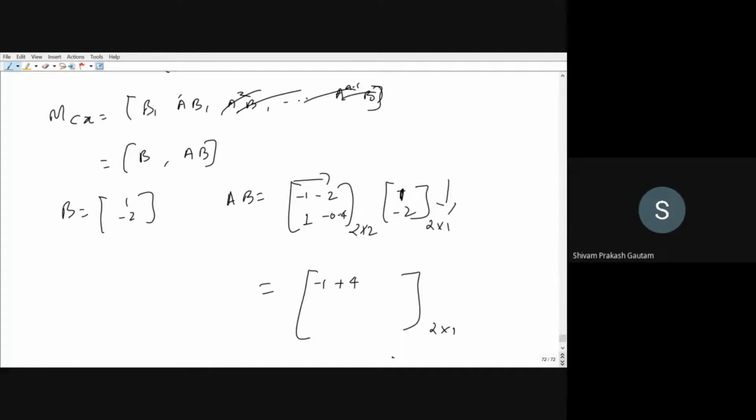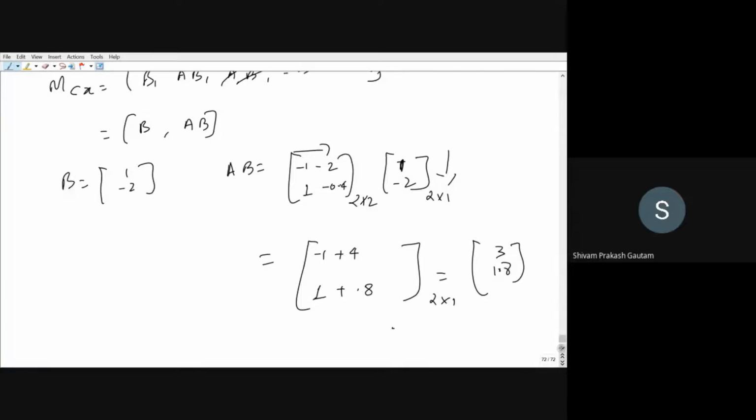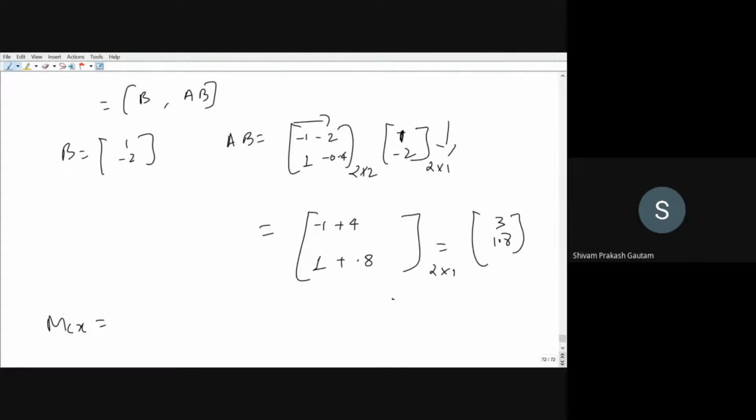Please let me know if I make any mistake. And the second element is 1 into 1 is 1, plus minus 0.4 into minus 2 is plus 0.8. So that will be equal to, minus 1 and plus 4 will be equal to 3, and 1.8. So this is AB matrix, and B matrix we already know. So MCX matrix will become B matrix, that is 1, minus 2, and AB matrix is 3, 1.8. So this is what we are getting as MCX matrix.